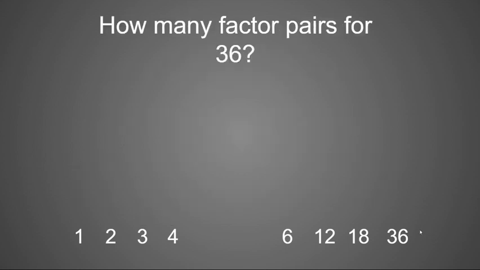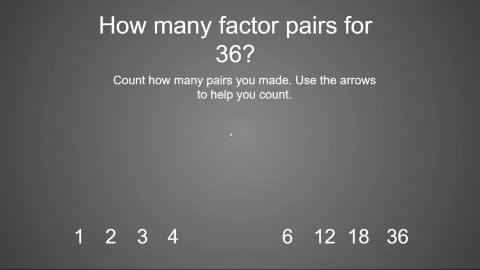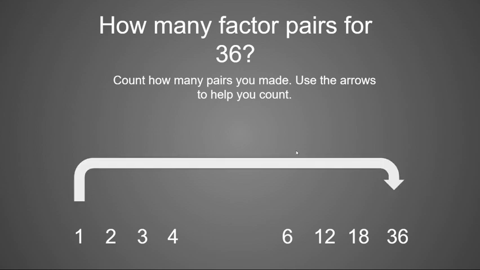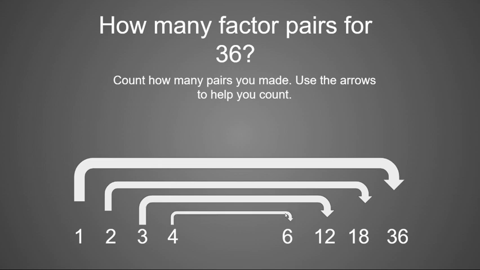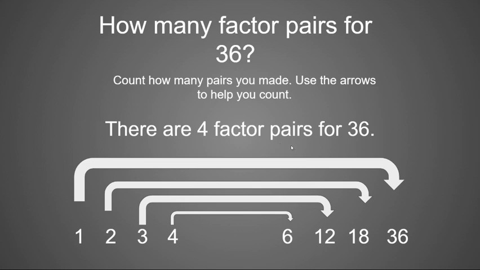Well, another question that we might come across is how many factor pairs are there for 36? So remember, a factor pair is when we put the two numbers together that make 36. I can count how many pairs I made by using the arrows to help me count. So I know we had 1 and 36, 2 and 18, 3 and 12, and 4 and 6. So I have 4 arrows. Therefore, there are 4 factor pairs for 36.